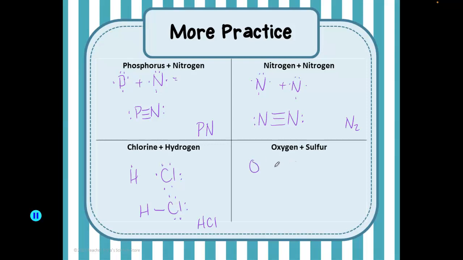Our next one, we have oxygen and sulfur. Oxygen has 6 valence electrons, and sulfur has 6 valence electrons. So they both need 2. They're going to do a double bond. So we have O and S, double bond. So this one has 4 valence electrons that are not part of the bonds, 2, 4, 6, 8, 2, 4, 6, 8. They're full. If we go and look at electronegativity, this would be SO.